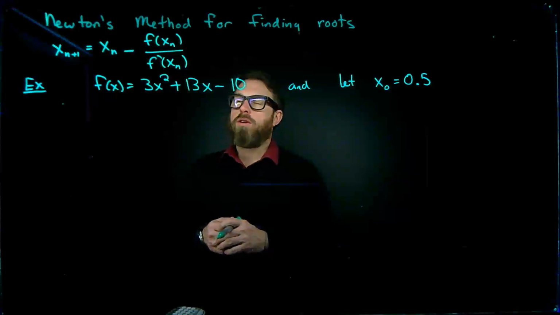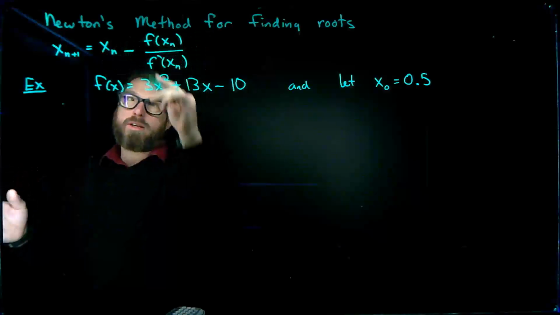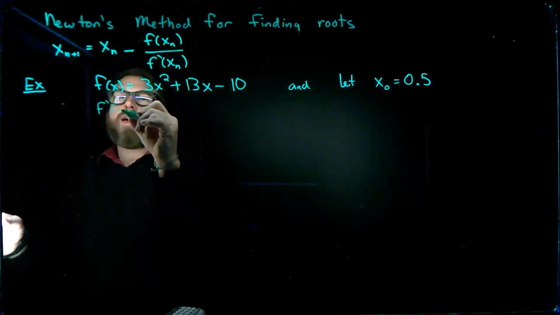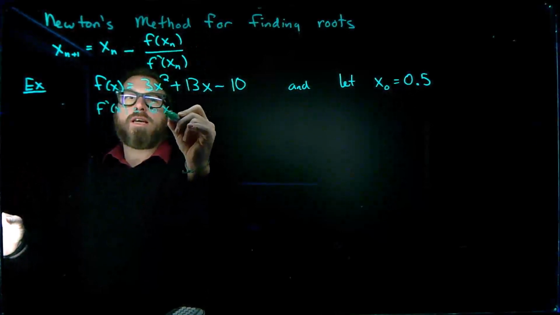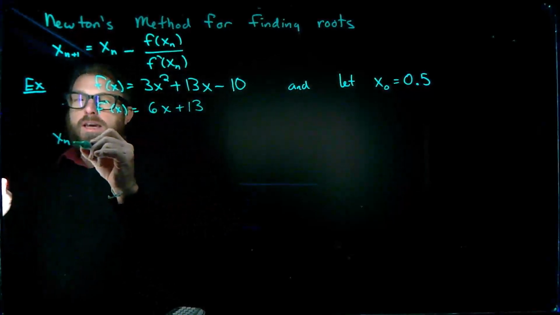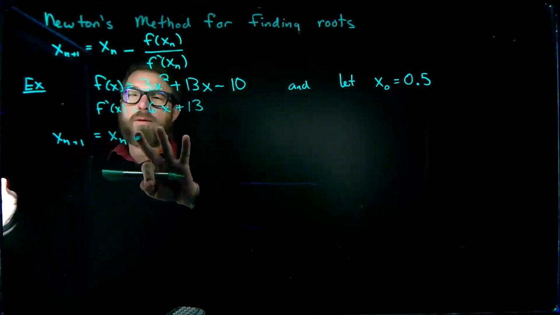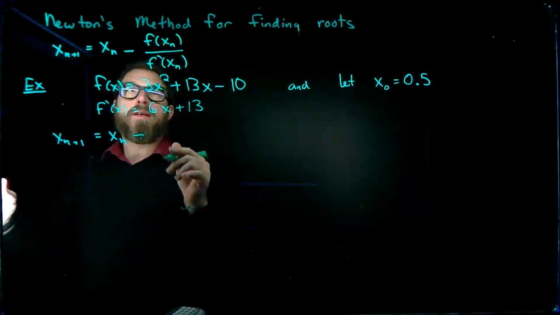Okay, so in order to do this, I'm going to figure out what f prime of x is. I need to plug it into here. So f prime of x is equal to 6x plus 13, which means now this formula here, our x to the n plus 1, is equal to x to the n plus, so not plus but minus, f of x to the n.